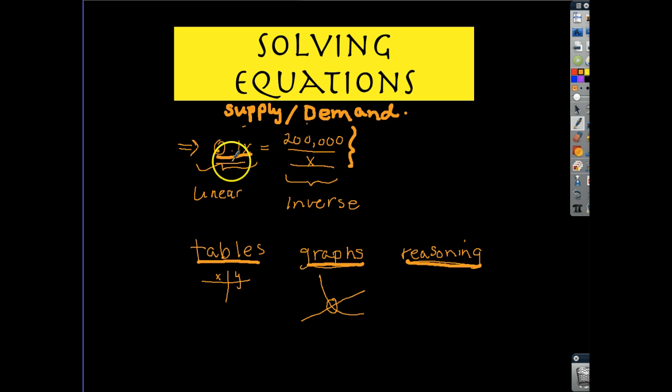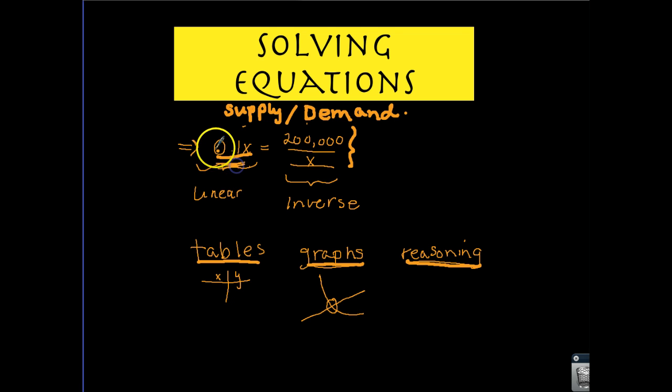All right, so this would be our linear part of our equation, the 0.1x, and this would be our inverse part of the equation. So what we want to think about is where would these two intersect? Again, we would use tables, and that's just setting up a table for the linear part. If I put 1 in here, I would get 0.01 and so on. And then setting up a table for the demand part. If I put 1 into this one, I would get 200,000. And if I put 2, I would get 100,000. And just to see where they would intersect.